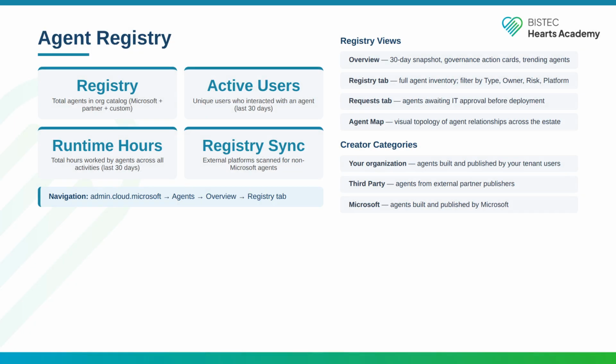The Agent 365 registry is the starting point for every governance task. You reach it at Admin, Cloud, Microsoft, navigate to Agents, then Overview, and click the Registry tab. The top of the overview shows 4 numbers: the total registry count, all agents across your tenant including Microsoft, partner, and custom built, active users over the last 30 days, runtime hours over the same period, and the registry sync count showing how many external platforms have been scanned for non-Microsoft agents.